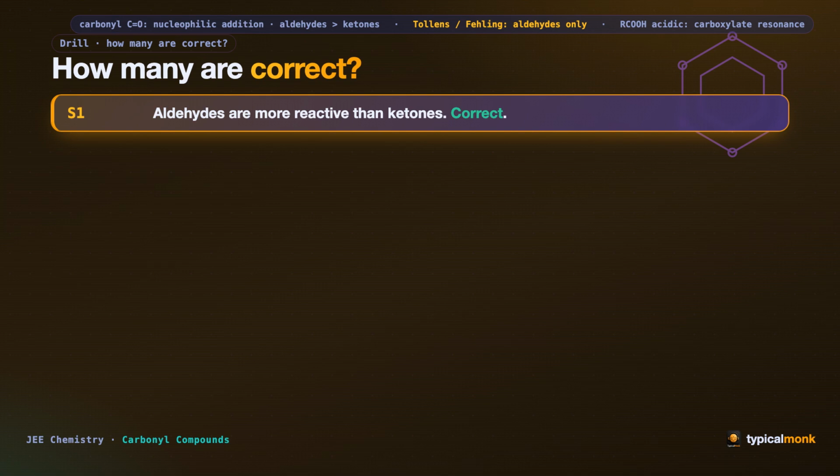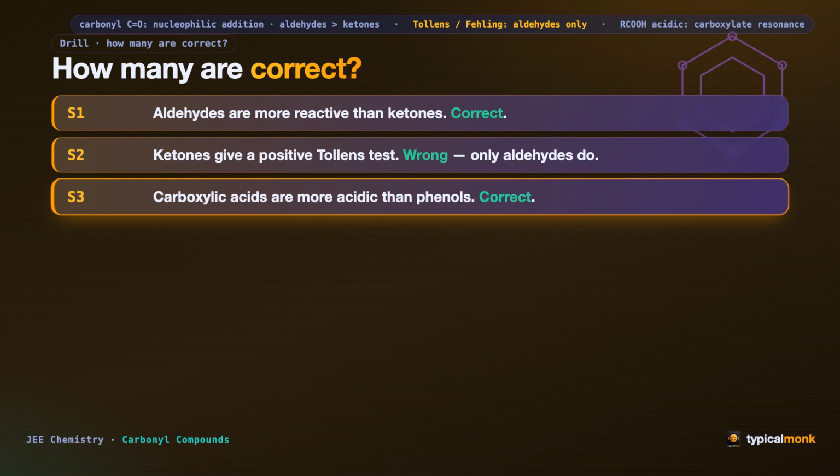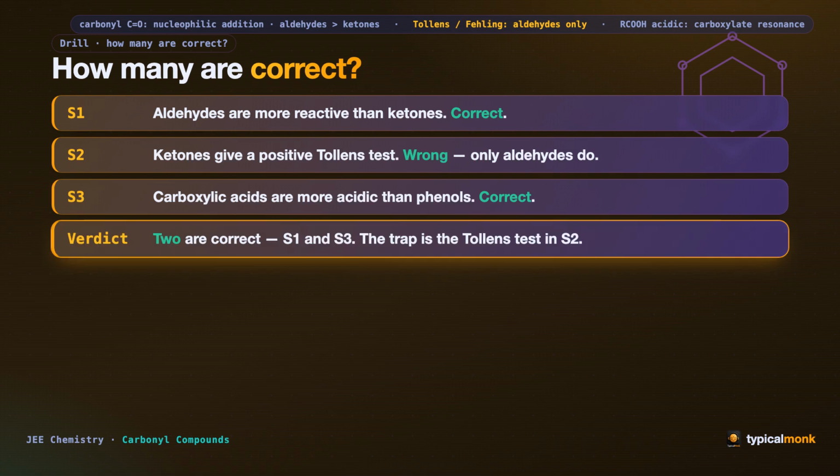Now, how many of these statements are correct? Statement 1. Aldehydes are more reactive than ketones. Correct. Statement 2. Ketones give a positive Tollens test. Wrong. Only aldehydes do. Statement 3. Carboxylic acids are more acidic than phenols. Correct. So the answer, 2 are correct. Statements 1 and 3. The trap is the Tollens test in statement 2.